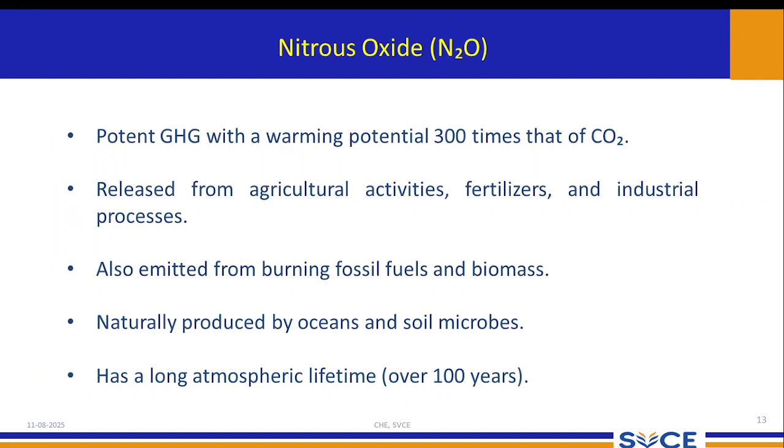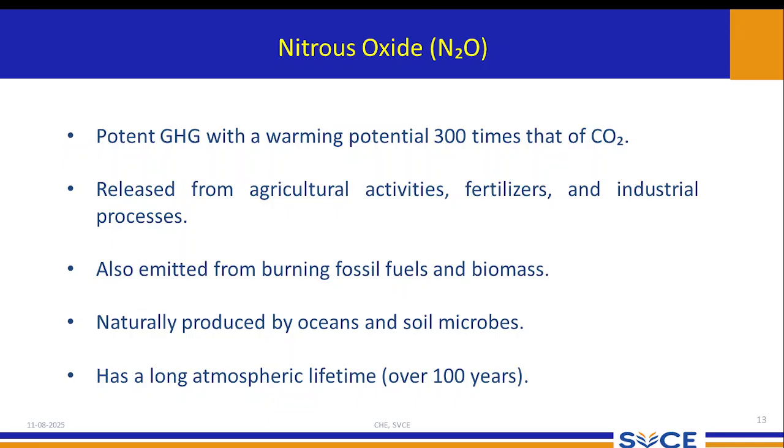And coming to nitrous oxide, it is a potent and important greenhouse gas, with a warming potential 300 times that of carbon dioxide. I think we saw greater than 200 times in the last lecture, but here they mention 300 times compared to carbon dioxide. It is released from agricultural activities, fertilizers, and industrial processes. When fertilizers are produced, obviously there is a chance of nitrous oxide being emitted from the exhaust.